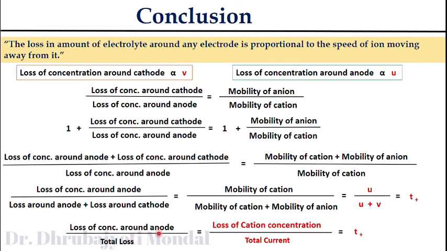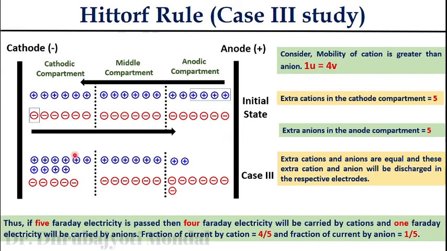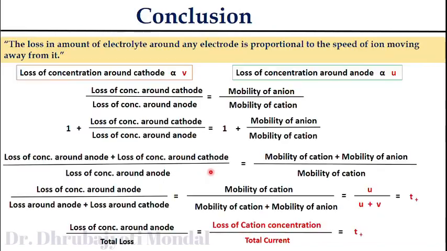Loss of concentration around the anode means loss of cation concentration. You can see that at the anode the cation concentration decreases. So the loss of cation concentration divided by the total loss is equal to T plus. That is the transport number, defined as the fraction of charge carried by any ion. So from the Hittorf rule, you can evaluate the transport number of any ion. Okay, thank you.